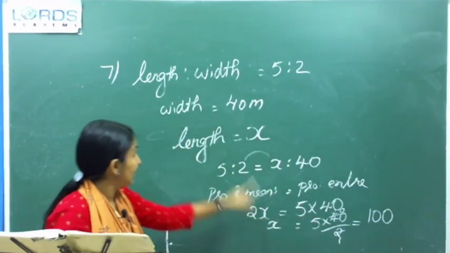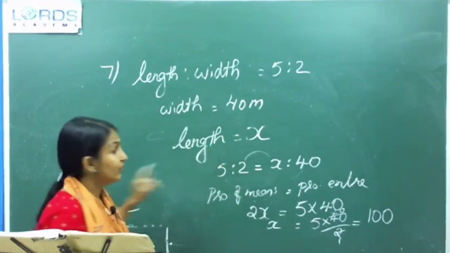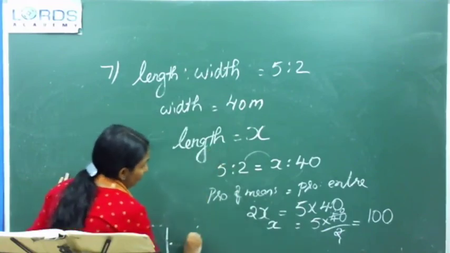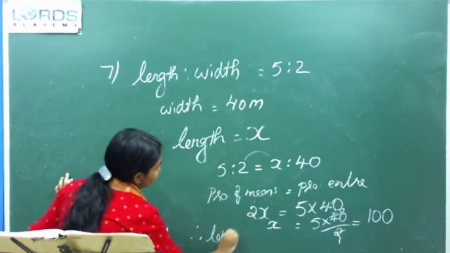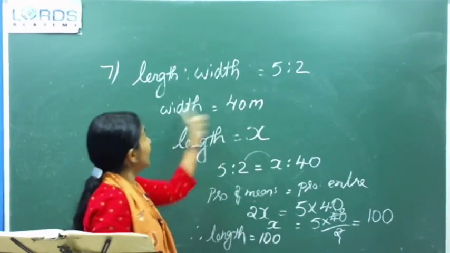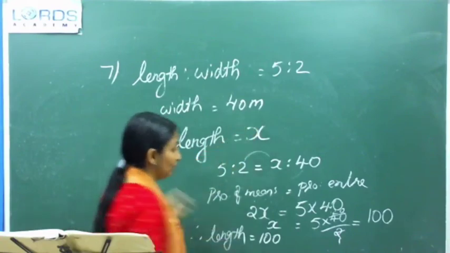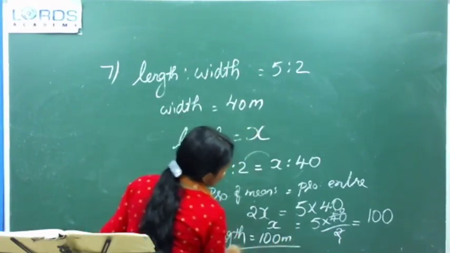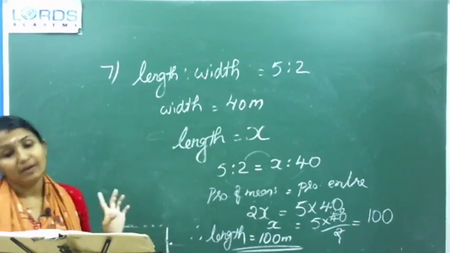What is x? X is the length. So we can write that, therefore, length is equal to 100. After that, what is the unit? Width is in meters, so length also in meters. So the answer is 100 meters.